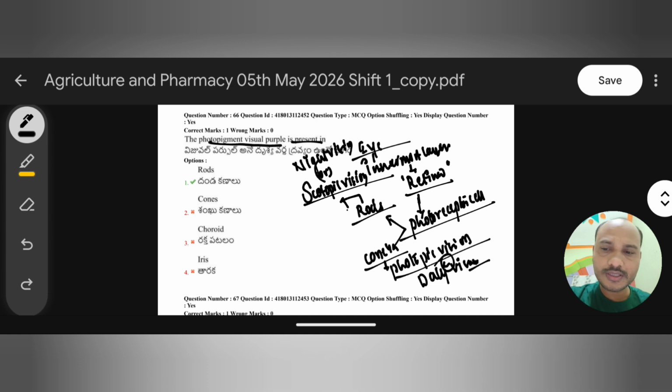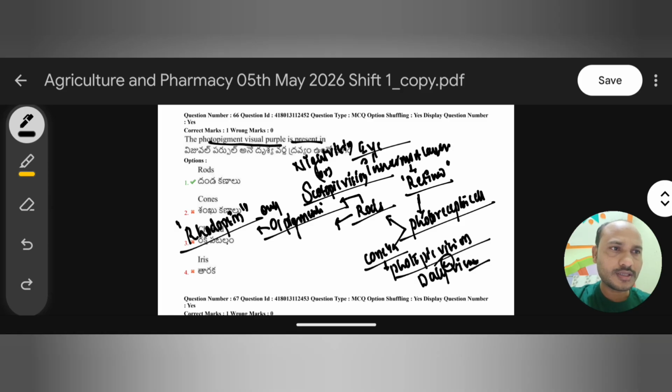Important thing here: these rods contain only one pigment. That pigment is called rhodopsin, very important. So rhodopsin is a pigment present in the rod cell. It is a photo cell in the innermost layer of the eye, that is the retina. And for this rhodopsin we can also use another term, purple color, visual purple pigment.